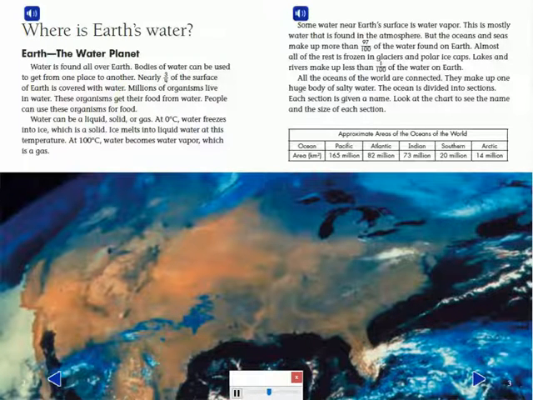Millions of organisms live in water. These organisms get their food from water. People can use these organisms for food.